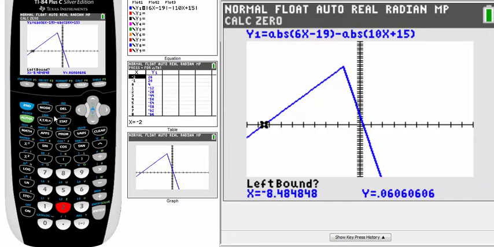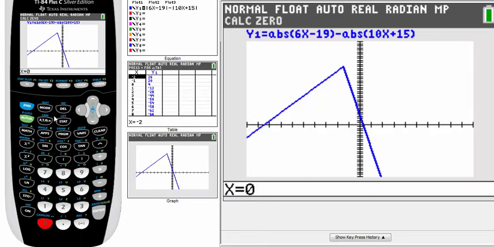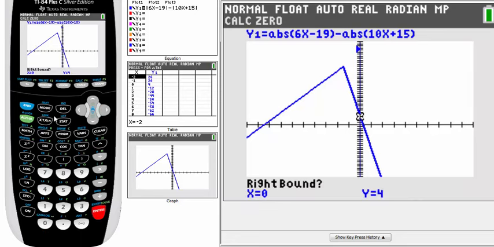Choose the second option to find the 0 of our function. Now instead of arrowing over, I know the 0 is to the left, so I can just type in a 0. And I know 1 is to the right, so I can just type in a 1, and you see how it frames our point right here.